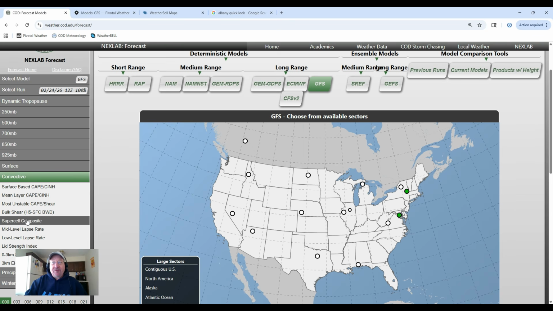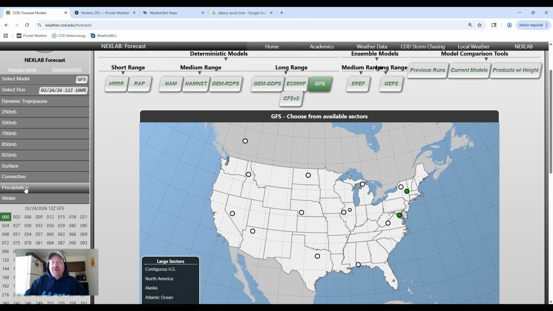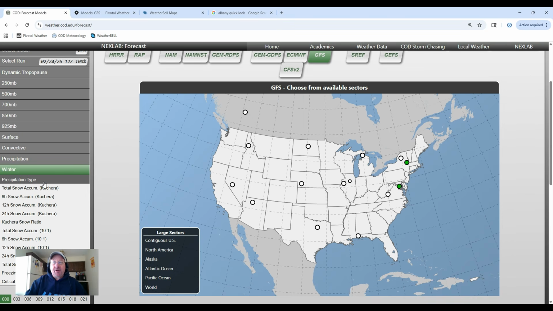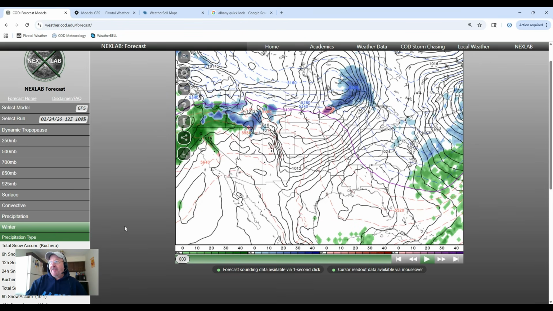We can look at if the models are favoring supercells or stuff like that, and then it actually shows the precipitation. And what I think most people would find most interesting would be go to the winter section here in the wintertime, hit precip type, and you can kind of see what's going on here.